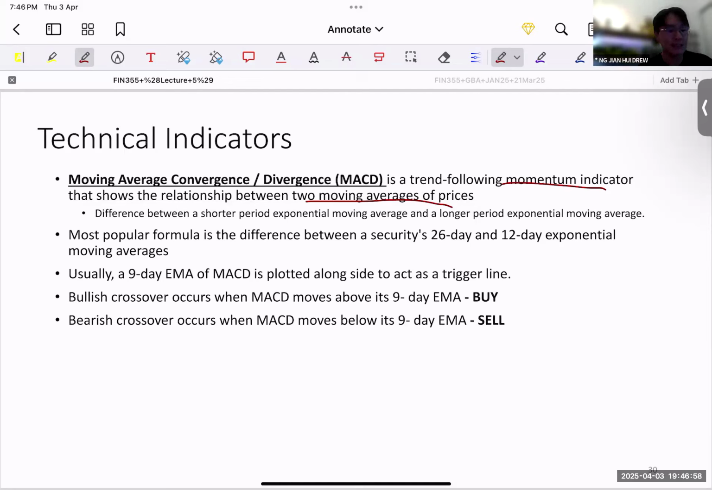The most popular formula is the difference between the 26-day and 12-day exponential moving averages. Usually a 9-day exponential moving average of the MACD is plotted as a trigger line. So you'll see a trigger line, and there is a bullish crossover when the MACD moves above the 9-day exponential moving average, and bearish when it crosses below the 9-day exponential moving average.